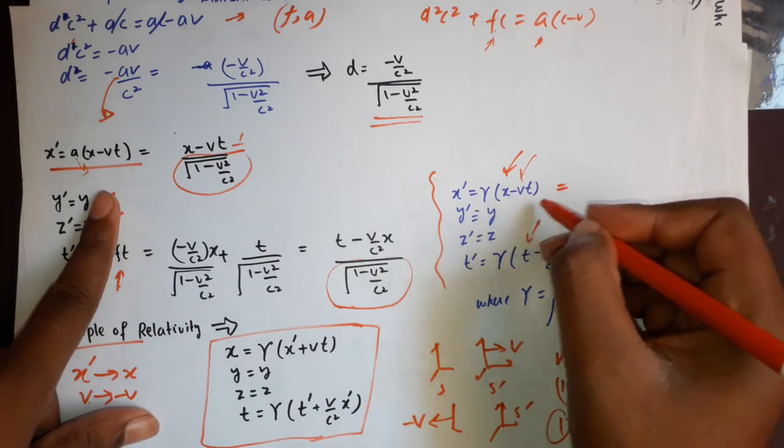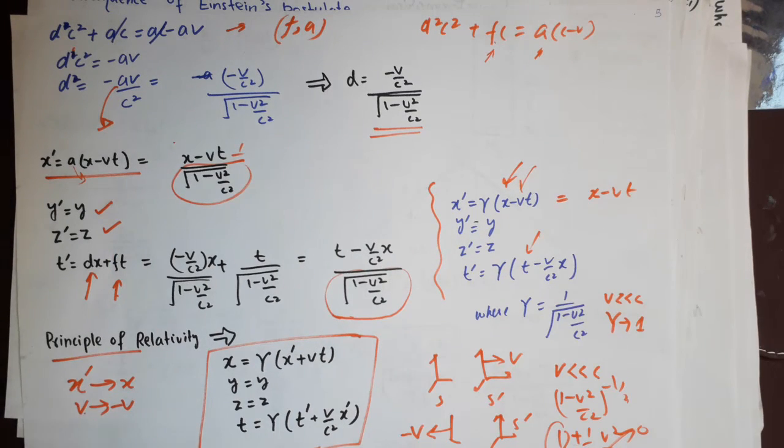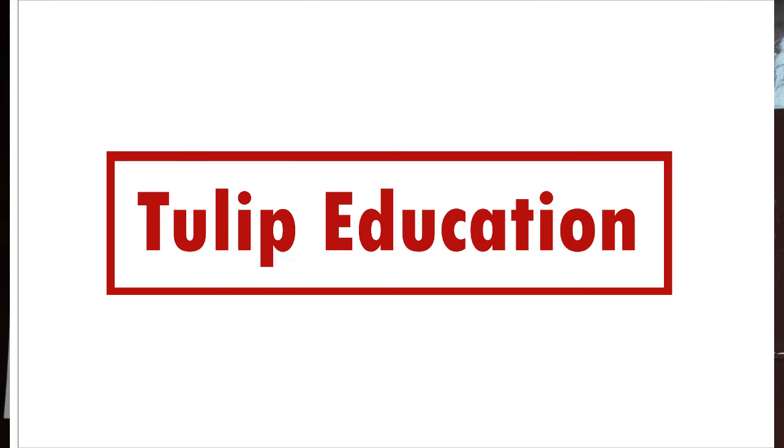So in that case, here we will have x minus vt. Those are basically the Galilean transformation equations. So that is all for this video.